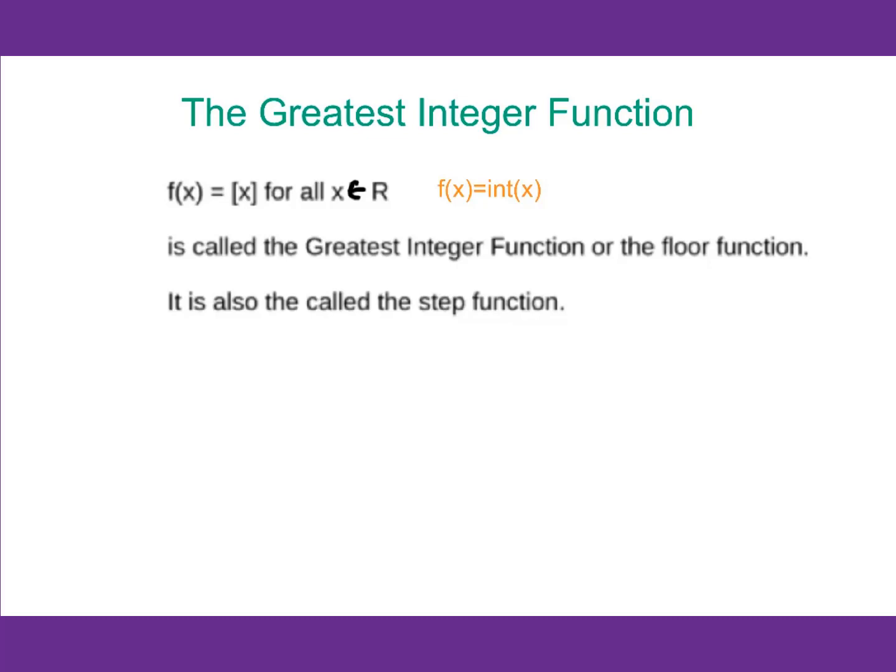This video is about the greatest integer function. The greatest integer function is denoted as f(x) equals bracket x. Sometimes we use f(x) equals int of x to stand for the greatest integer function. We sometimes call it the floor function or the step function because the graph looks like steps.